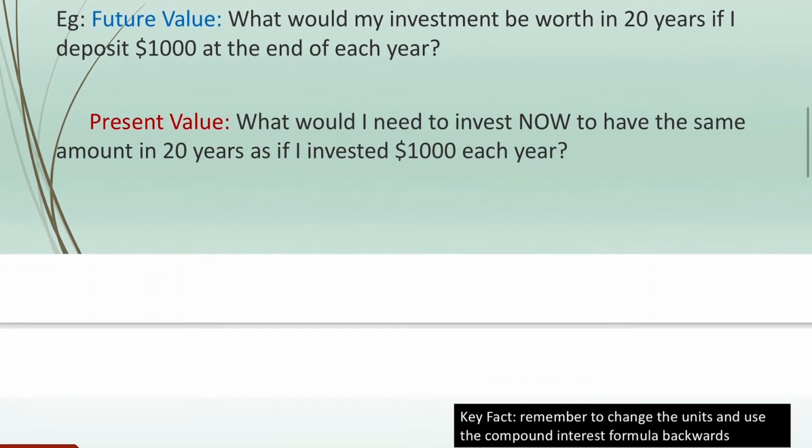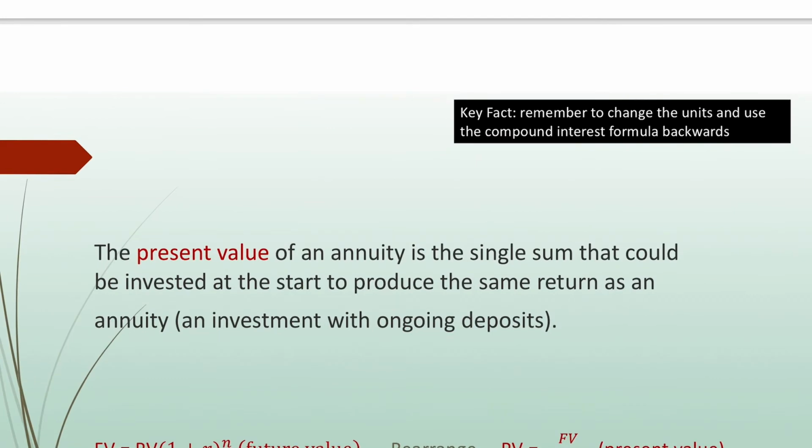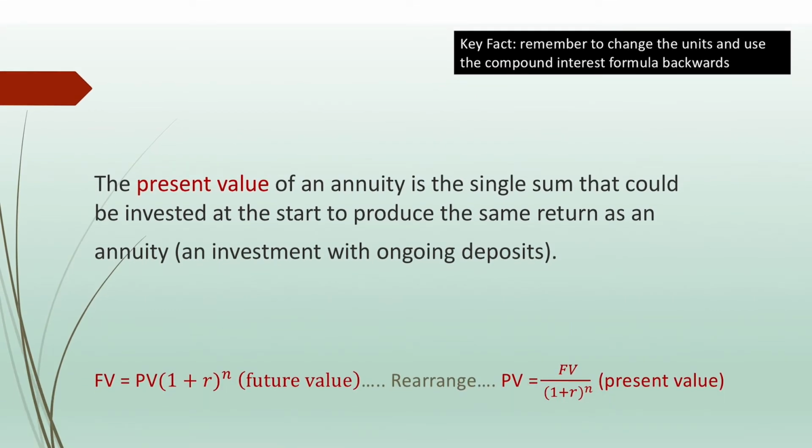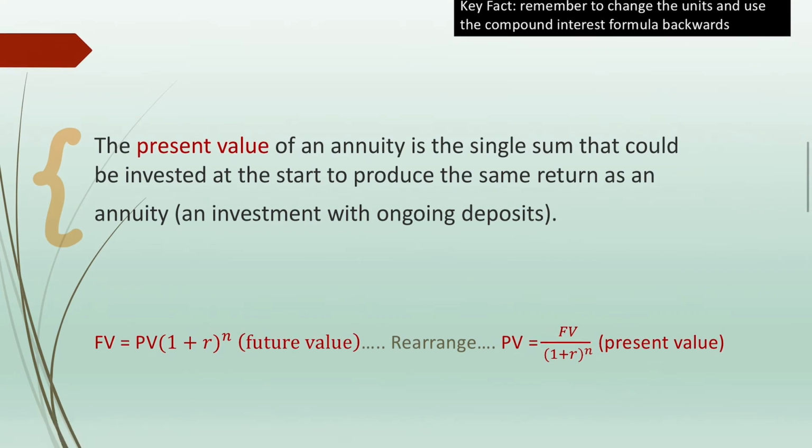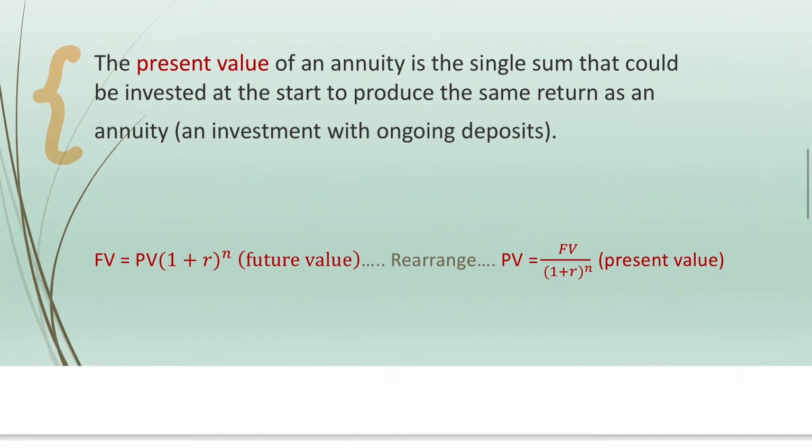So let's connect those two questions to form a definition here of present value. The present value of an annuity is the single sum that could be invested at the start to produce the same return as an annuity, e.g. an investment with ongoing deposits. So let's look at a couple of examples in order to unpack this a bit further.